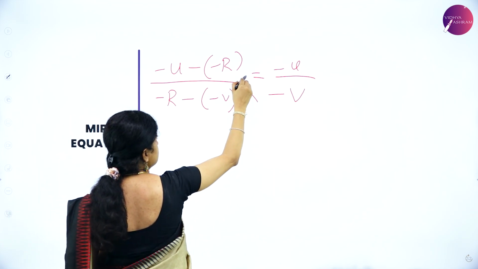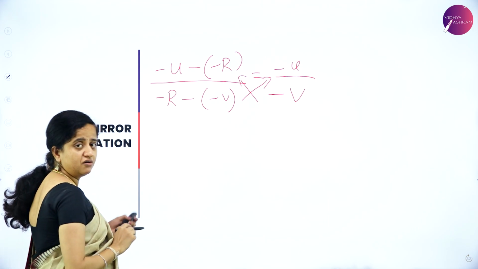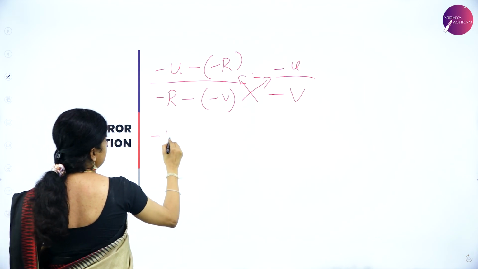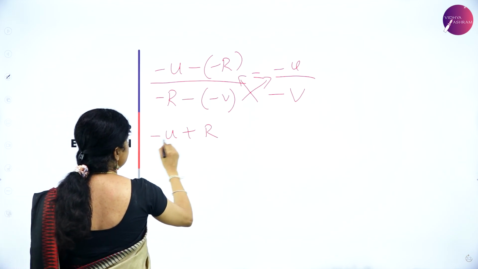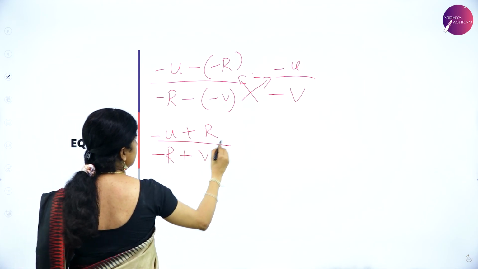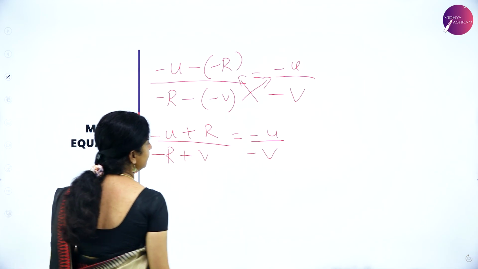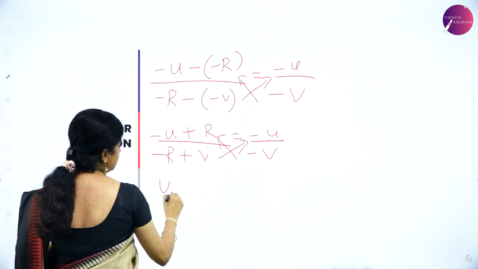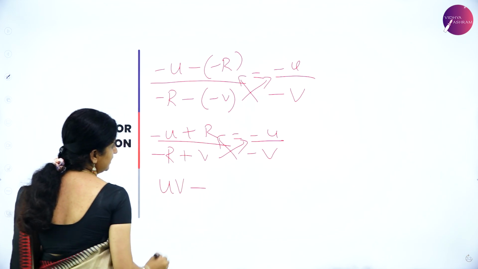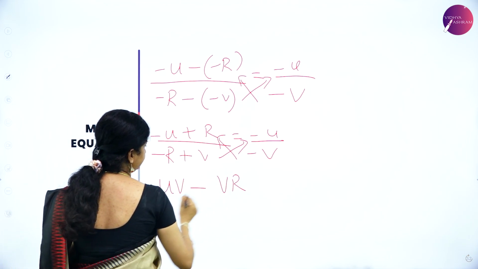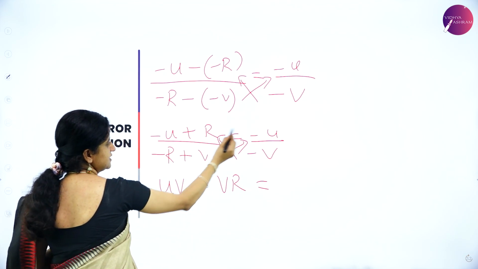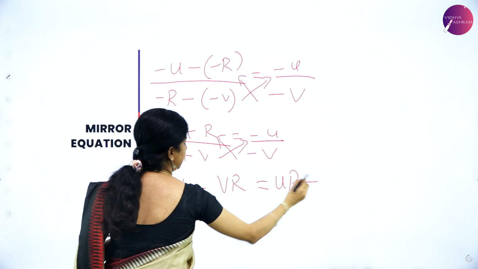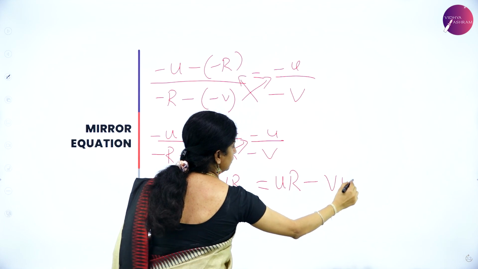So, let us now cross multiply this after multiplication of the signs in the numerator and denominator in our LHS. So, what do we get? Minus U, minus into minus, plus R divided by minus R plus V is equal to minus U divided by minus V. So, let us cross multiply this now. So, we get minus into minus becomes plus, UV, plus into minus becomes minus, V into R is VR, which is equal to minus into minus plus. So, R into U is UR, plus into minus is minus, V into U is VU.